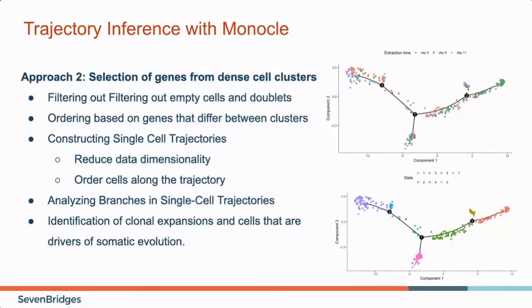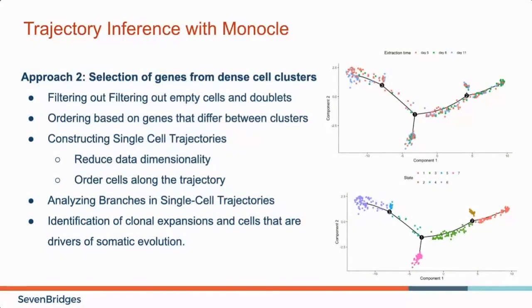And here we would like to demonstrate another, a more comprehensive method when analyzing trajectories of tumors. So in the second approach, instead of selecting differentially expressed genes over time, we use all genes that pass some filtering thresholds. And we use those genes to perform clustering. Then we order the cells based on the results of clustering, and the later steps in constructing the trajectory are the same as in previous example.